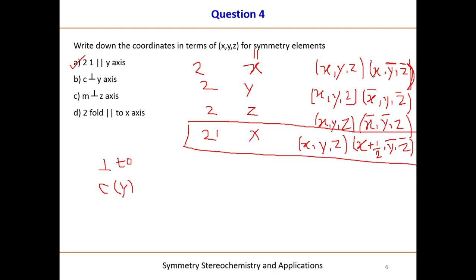So if it is perpendicular to the y-axis, the C point coordinate, in terms of x, y, z coordinates, we will write here x, y, z, and x, y bar, and z. This will be the answer for the second one.